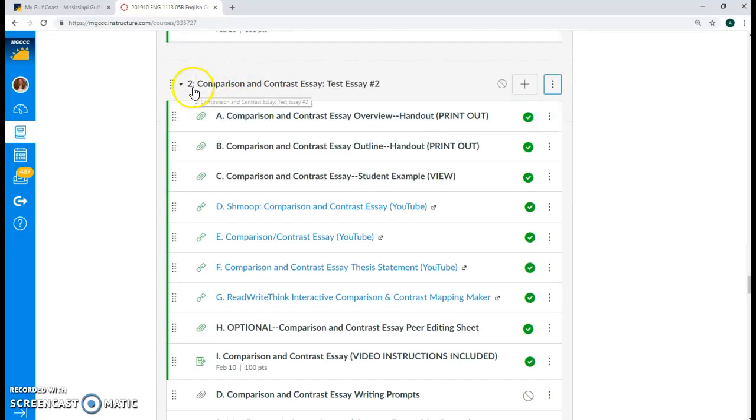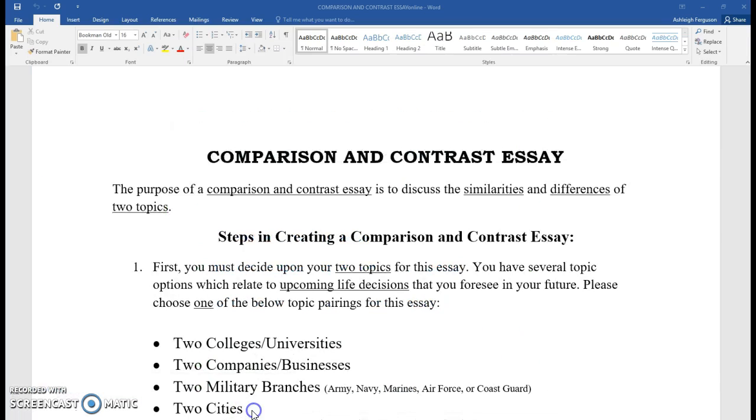And you're going to see Module 2 is the Comparison and Contrast essay. Now, there are several things that I highly encourage you to print out. The first is this letter A, Comparison and Contrast Essay Overview. So please print that out, and it's going to look like this.